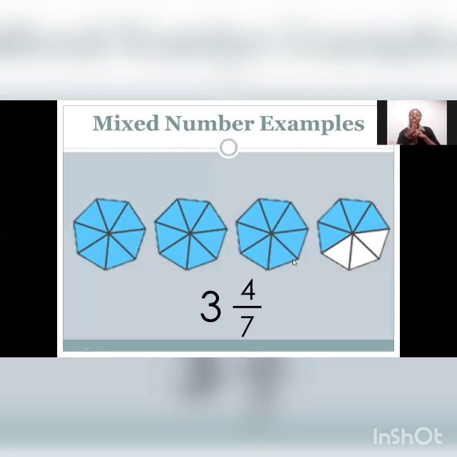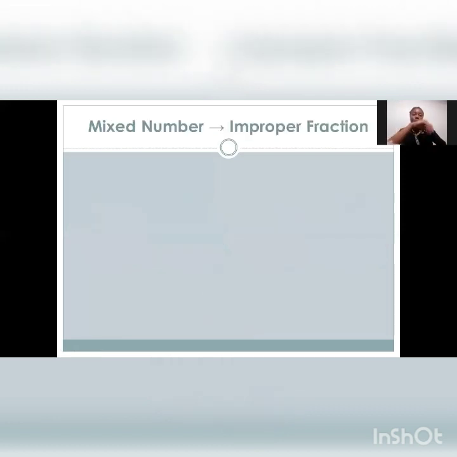I hope you got that, because now it's going to get a little bit tricky. We're going to move on to improper fractions, but not the reading of them per se. We're going to talk about how to make a mixed number into an improper fraction, or what I like to call how to make a mixed number mad.